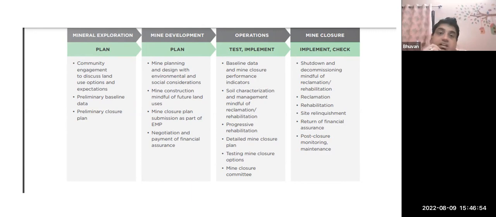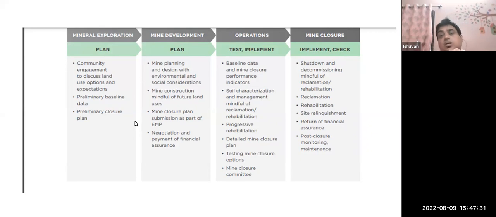Then we have the mine development. During the mine development stage, mine planning and design with environmental and social considerations must be ensured. At the same time, mine construction must be done in such a way that the future land use scenario is taken into account. At the same time, the mine closure plan must be submitted beforehand, stating how it will be implemented. And at the same time, negotiation and payment of financial insurance must be there.